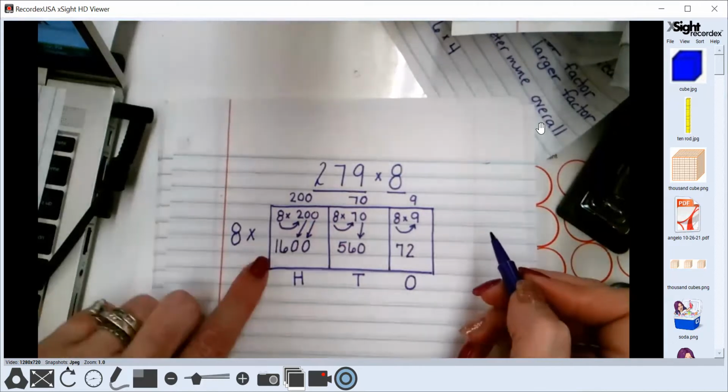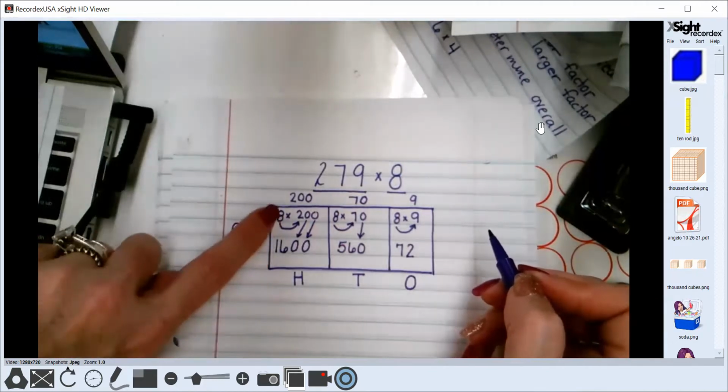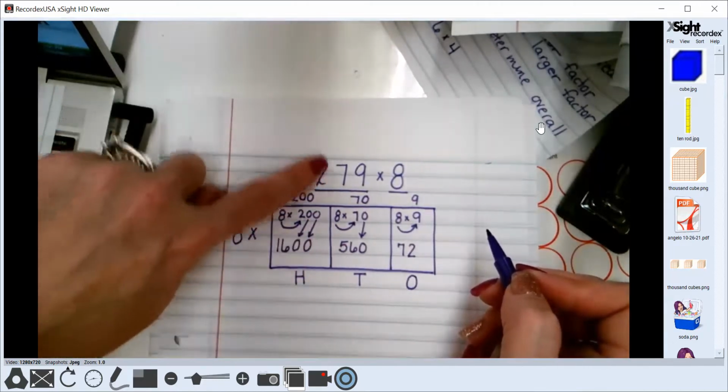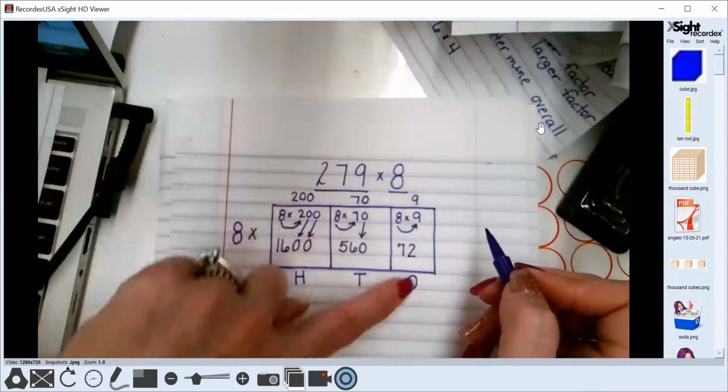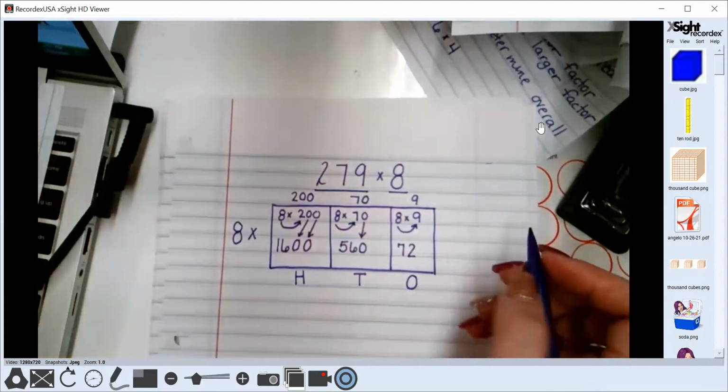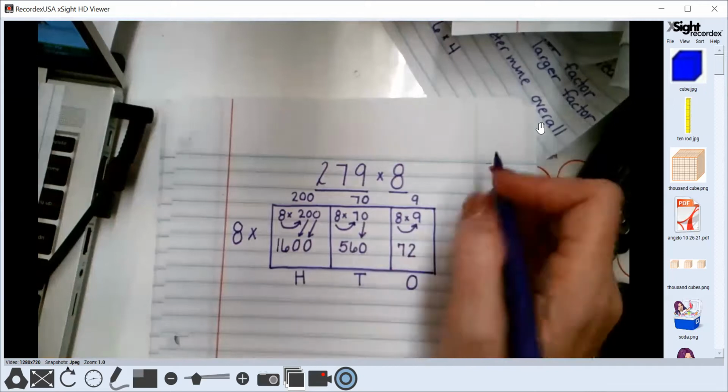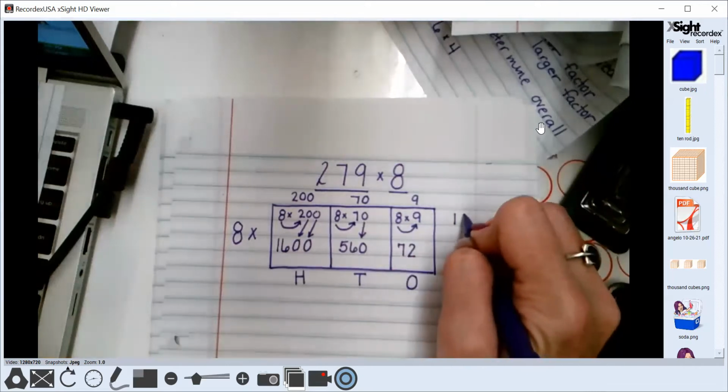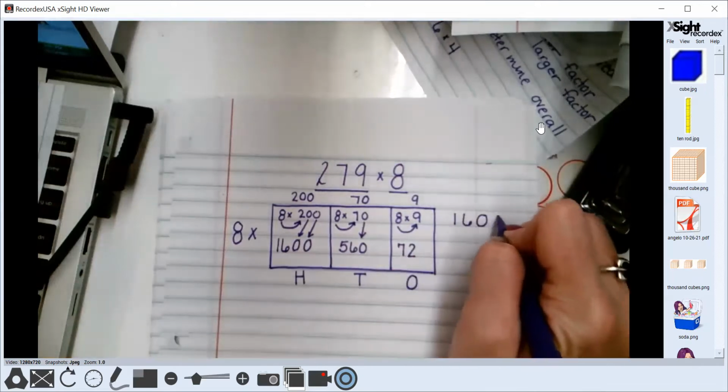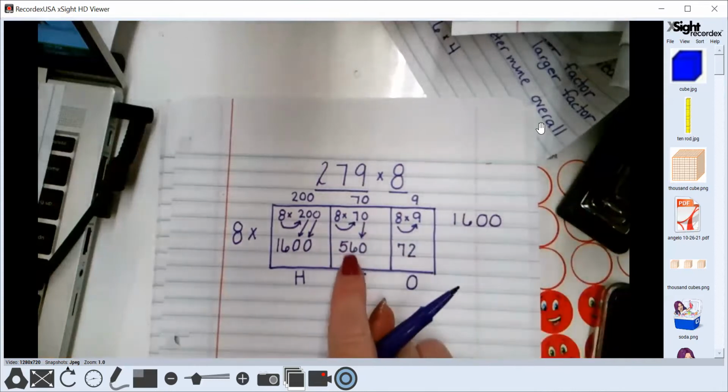So those are all my partial products. It's what is 8 times 200, which is doing this place value, 8 times 70, and then 8 times 9. Now I need to take and add all the pieces. So I have, and I'm making sure I'm keeping my place value straight. That one's 1600. And then this one's 560.